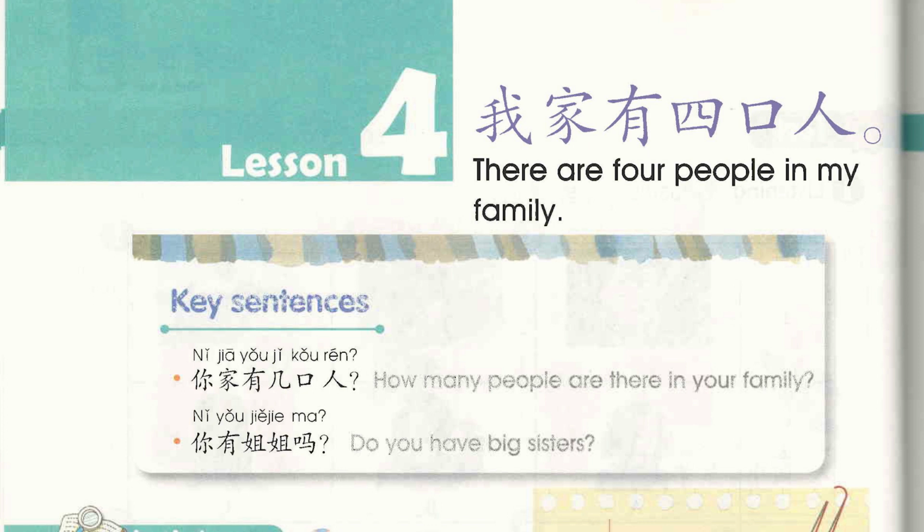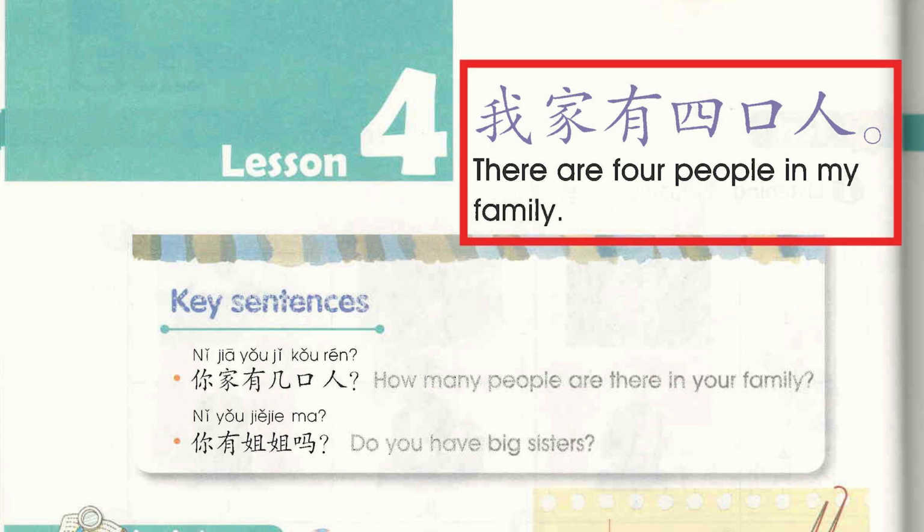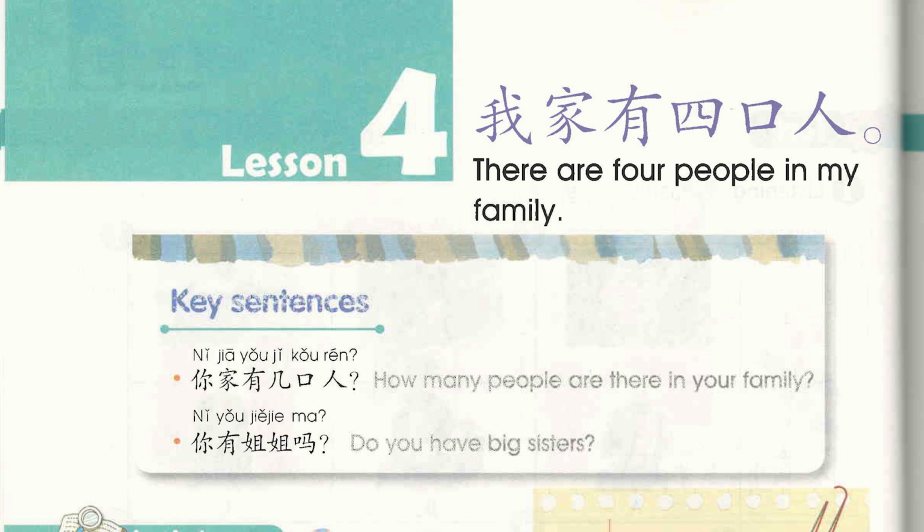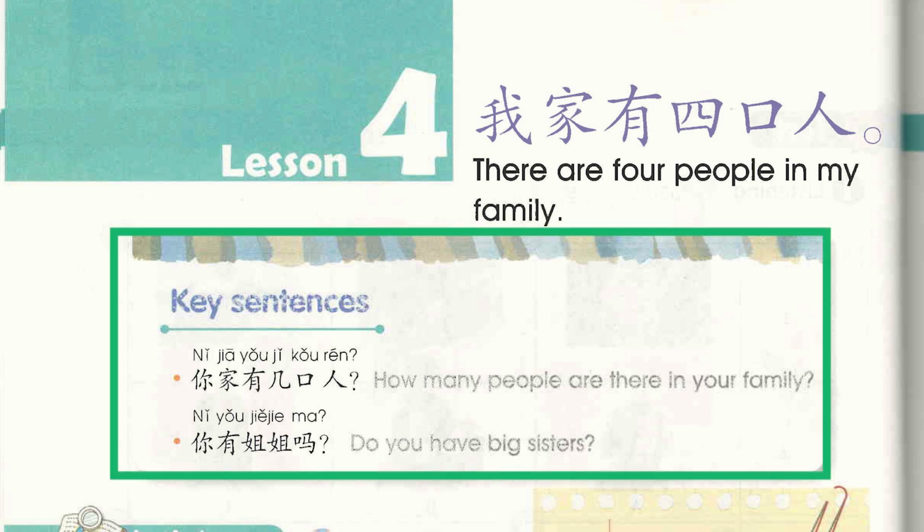Today we will learn lesson 4. The title of lesson 4 is 我家有4口人。That means there are 4 people in my family. Okay, let's learn key sentences. Number 1.